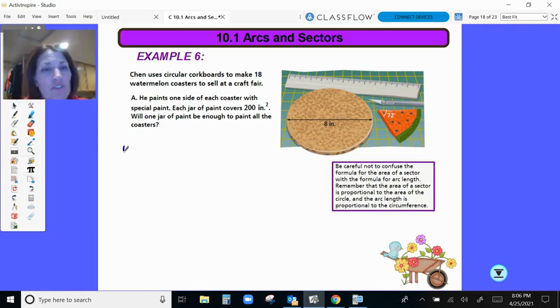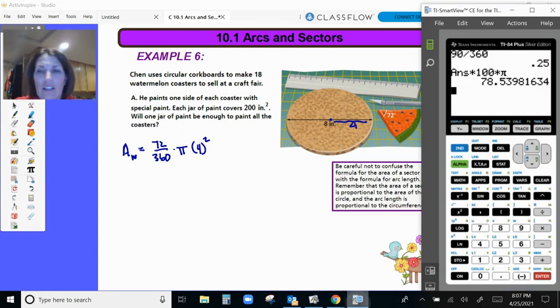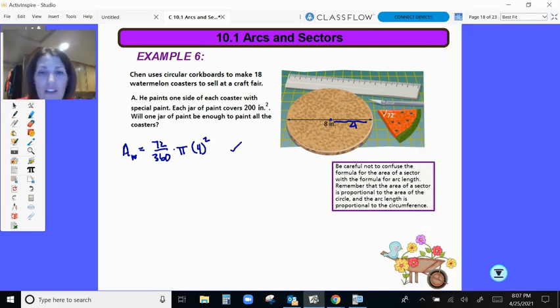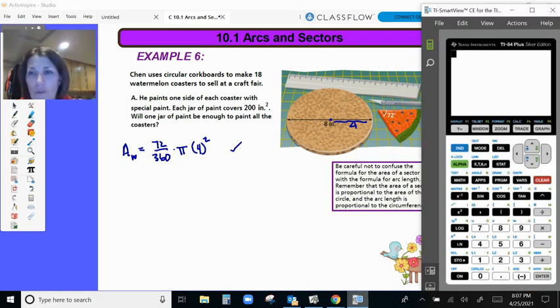Okay, so first of all, let's just find the area of one of our watermelons. The area of one watermelon is going to be 72 over 360 times pi, and we need a radius. Since he uses this cork board here, this 4 is going to be my radius. So that's pi r squared. Okay, so let's calculate that. By the way, in your homework, I want to see you set up the area first, just like this. Then if you want to use your calculator and multiply it from there, I'm okay with that.